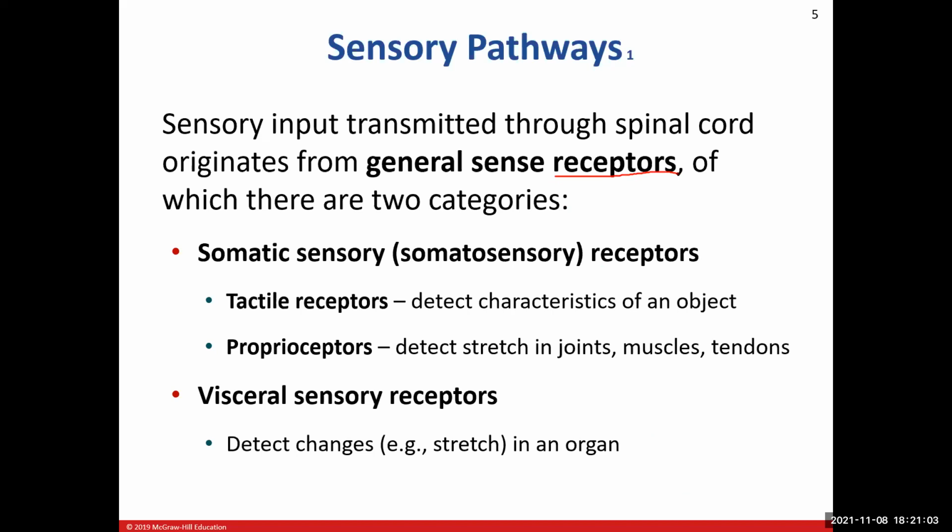We break down the somatic sensory into our tactile receptors. And if you're not familiar with tactile, that's touch. So the feel, when we talk about the characteristics of an object, what we mean is: is it soft? Is it furry? Is it hard? Is it round?